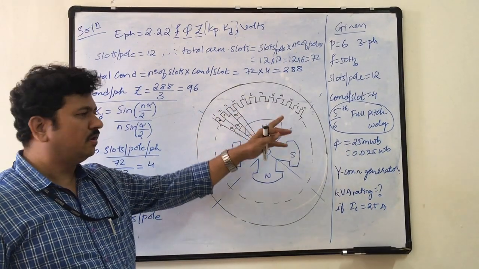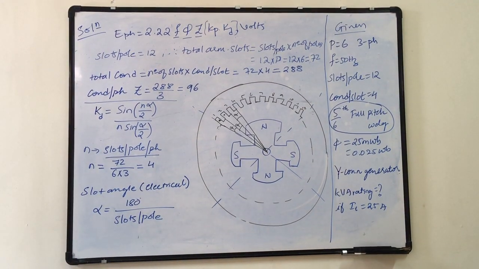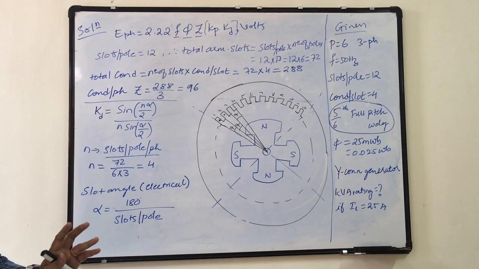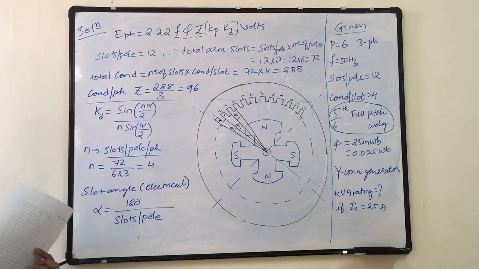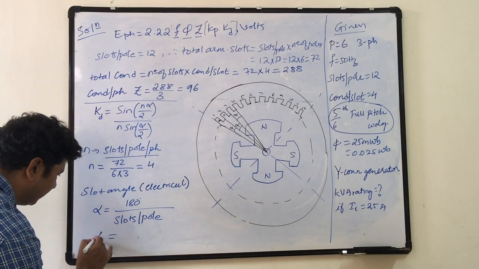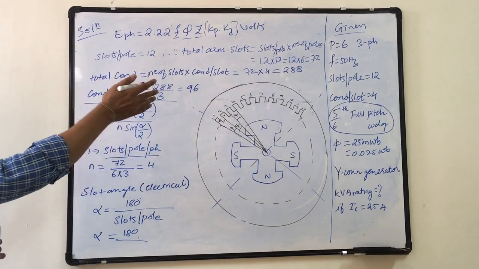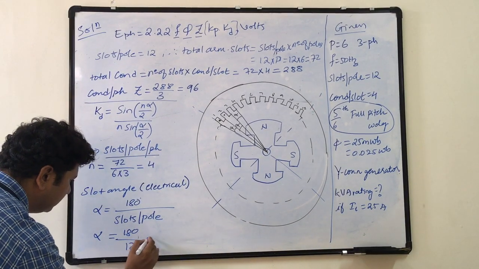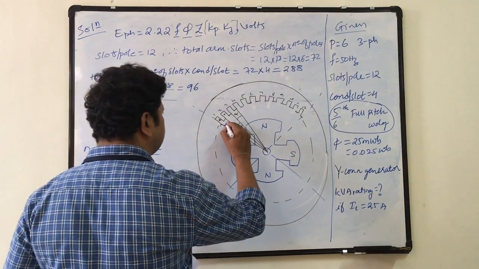So all these slots together contribute 180 degrees of EMF generation. How much does each slot contribute? Divide by the number of slots per pole. Therefore, the slot angle alpha is always equal to 180 degrees divided by slots per pole. The slots per pole value is directly given as 12. If it is not given, I can calculate it as total slots divided by number of poles. So here this comes out to be 15 degrees. So here alpha is 15 degrees.